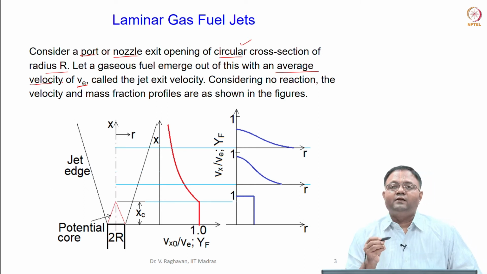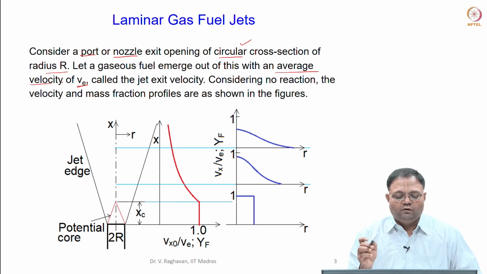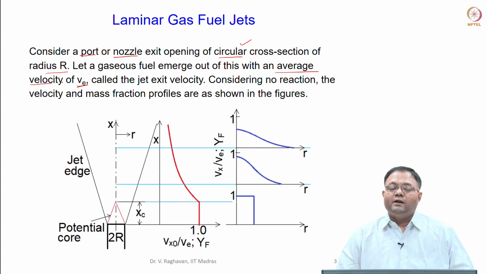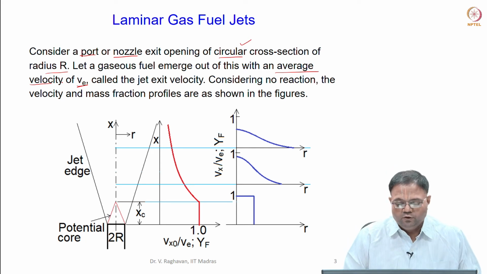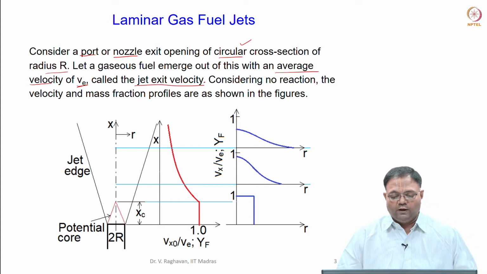Okay. If it is a nozzle, we will get almost a uniform profile, or what we call a top hat profile, so the velocity will be VE everywhere. Or if you have a port at the end of a long pipe, then a fully developed flow comes out. The maximum velocity will be 2 times VE at the center, going parabolically to 0 at the walls, so the average velocity will still be VE. This average velocity I call the jet exit velocity, which is coming out of this pipe.